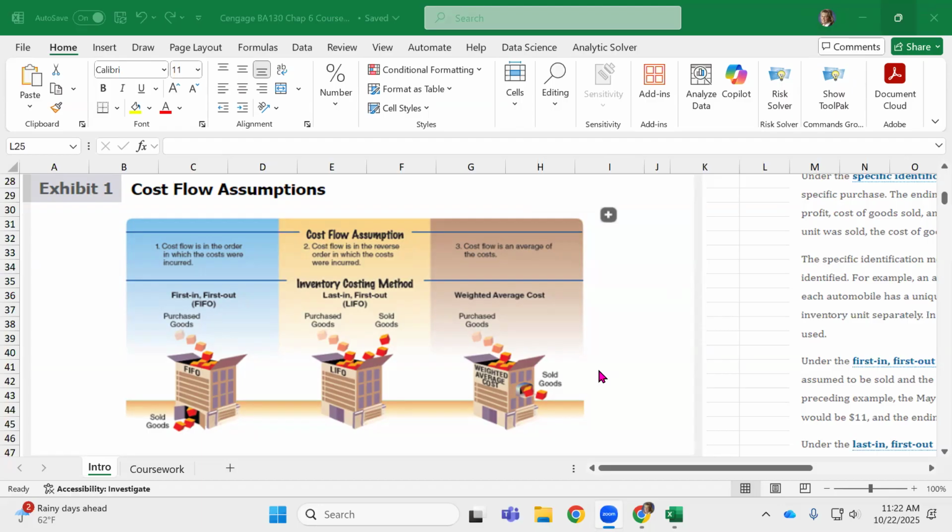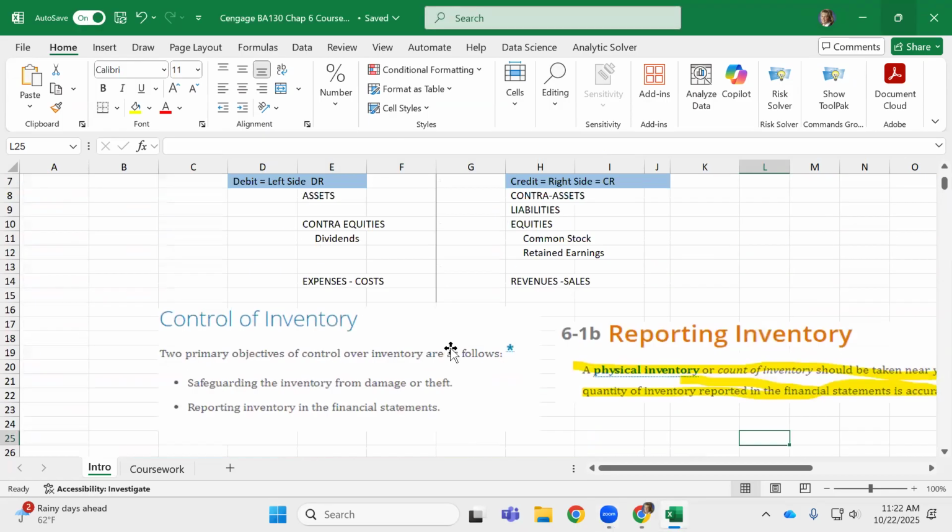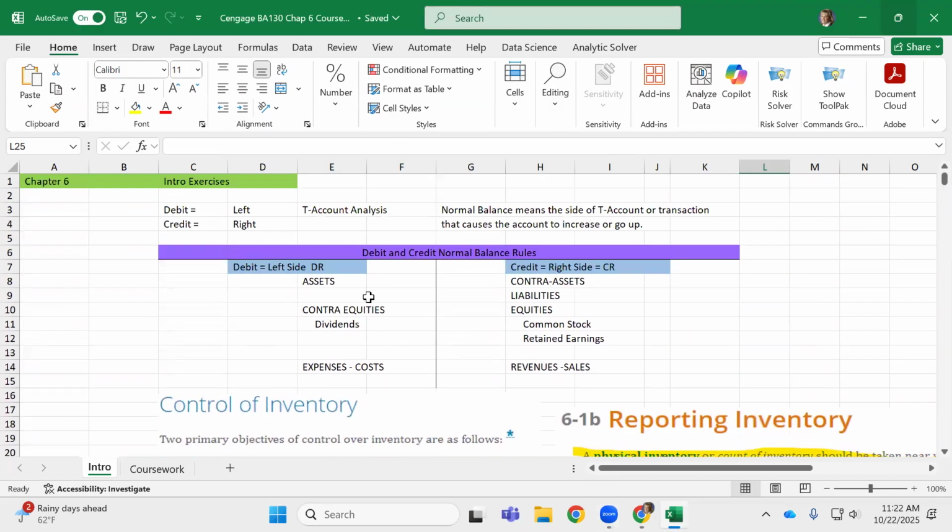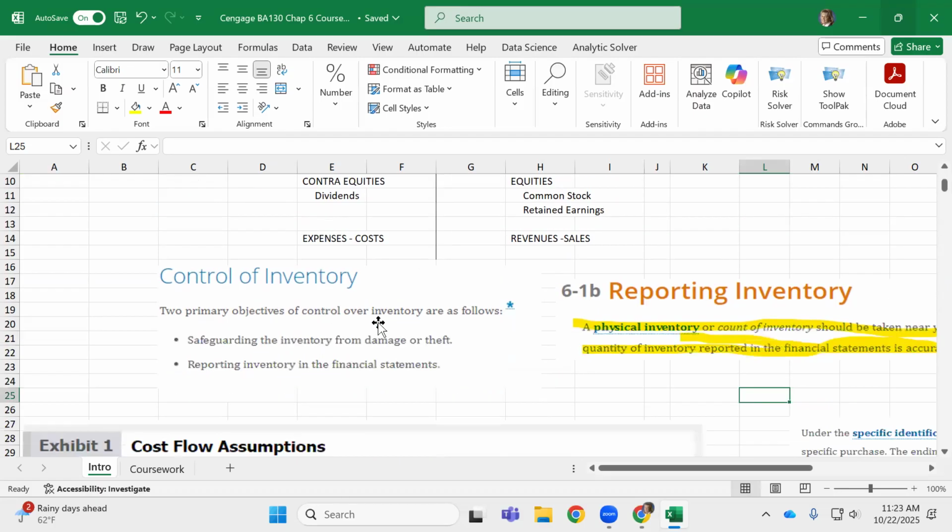Okay, these are both assets, which, if you remember, assets have a debit normal balance. Inventory is reported on the balance sheet, and we want to control inventory for safeguarding to make sure it doesn't get damaged or stolen. We also want to make sure that the inventory we're reporting on the financial statements is accurate with what really is physically in inventory.